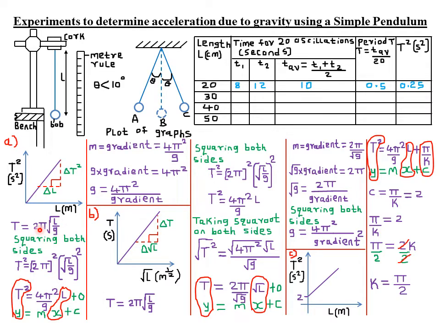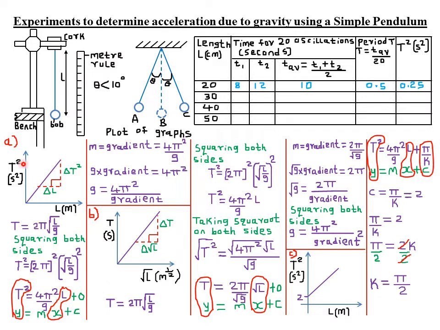So the first task is to make our equation here rhyme with the quantities on our graph. Remember, on our graph, the vertical axis has t squared, then the horizontal axis has length L in meters. Usually, if it is a practical, you can be given another column for converting the length into meters, whereby you will just be dividing by 100. For example, 20 divided by 100, you'll obtain 0.2 meters, because we know the SI unit for distance or length is the meter.